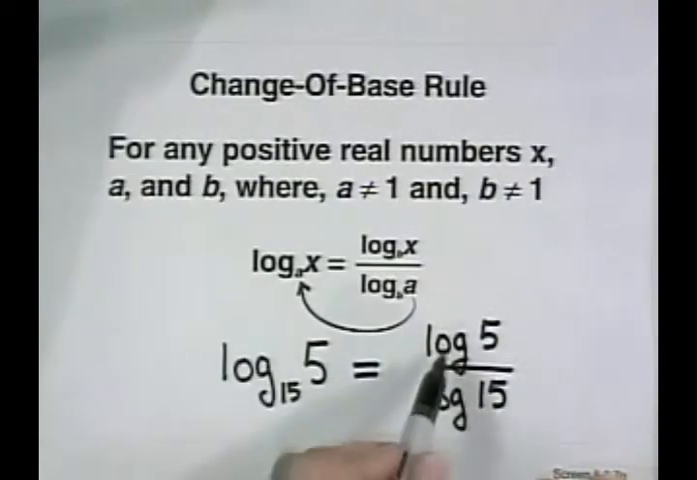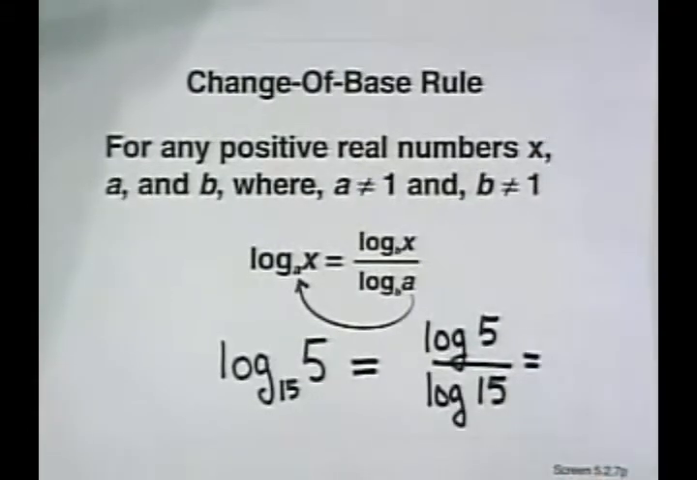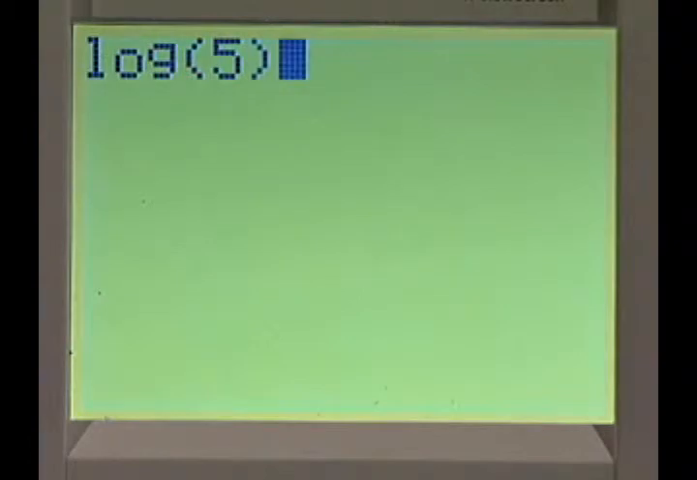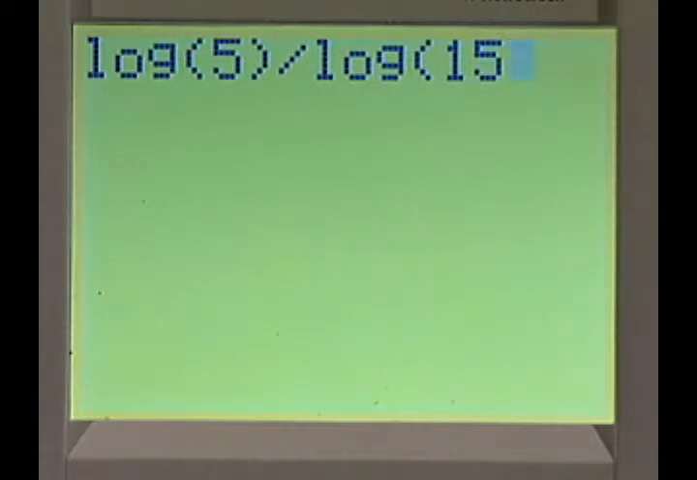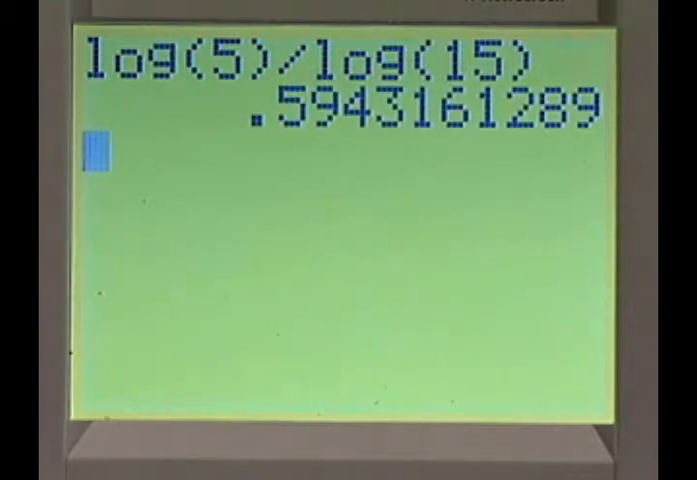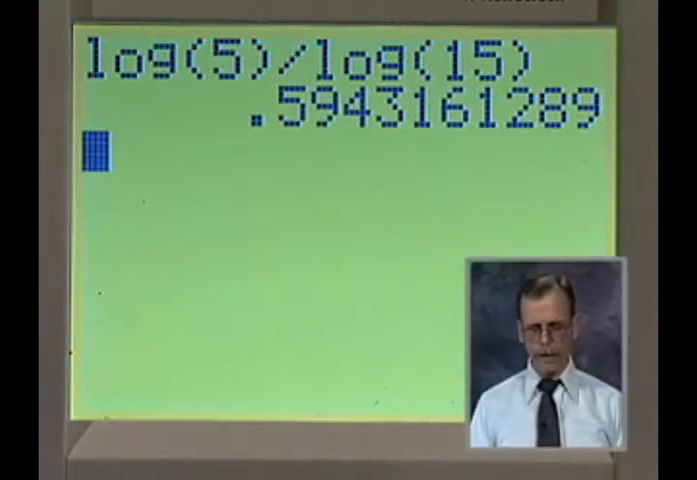Let's go over to our calculator and put these values in and see what the log base 15 of 5 actually turns out to be. We'll go over to our graphing calculator and put in log of 5, close those parentheses, divided by the log of 15, close the parentheses. And we see that the answer comes out to be 0.594, etc. So now we see how we can make those problem sets with different bases still be able to be solved with our calculator.